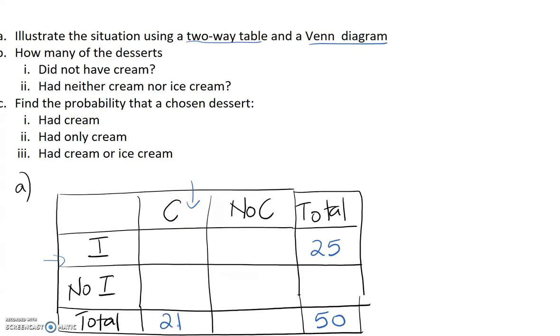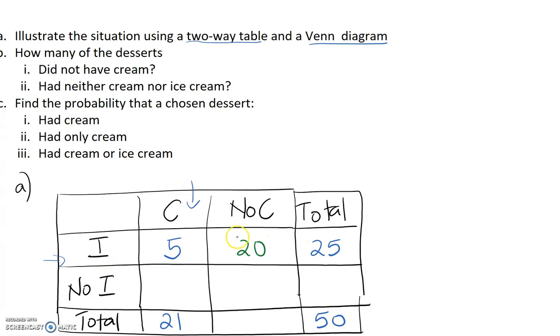The total of that was 21. Another piece of information which is important says that 5 were served with both cream and ice cream. So cream and ice cream, this is supposed to be 5. And from here now we work backwards and fill in the gaps. So basically 5 plus something gives us 25, or 25 take away 5 is 20.